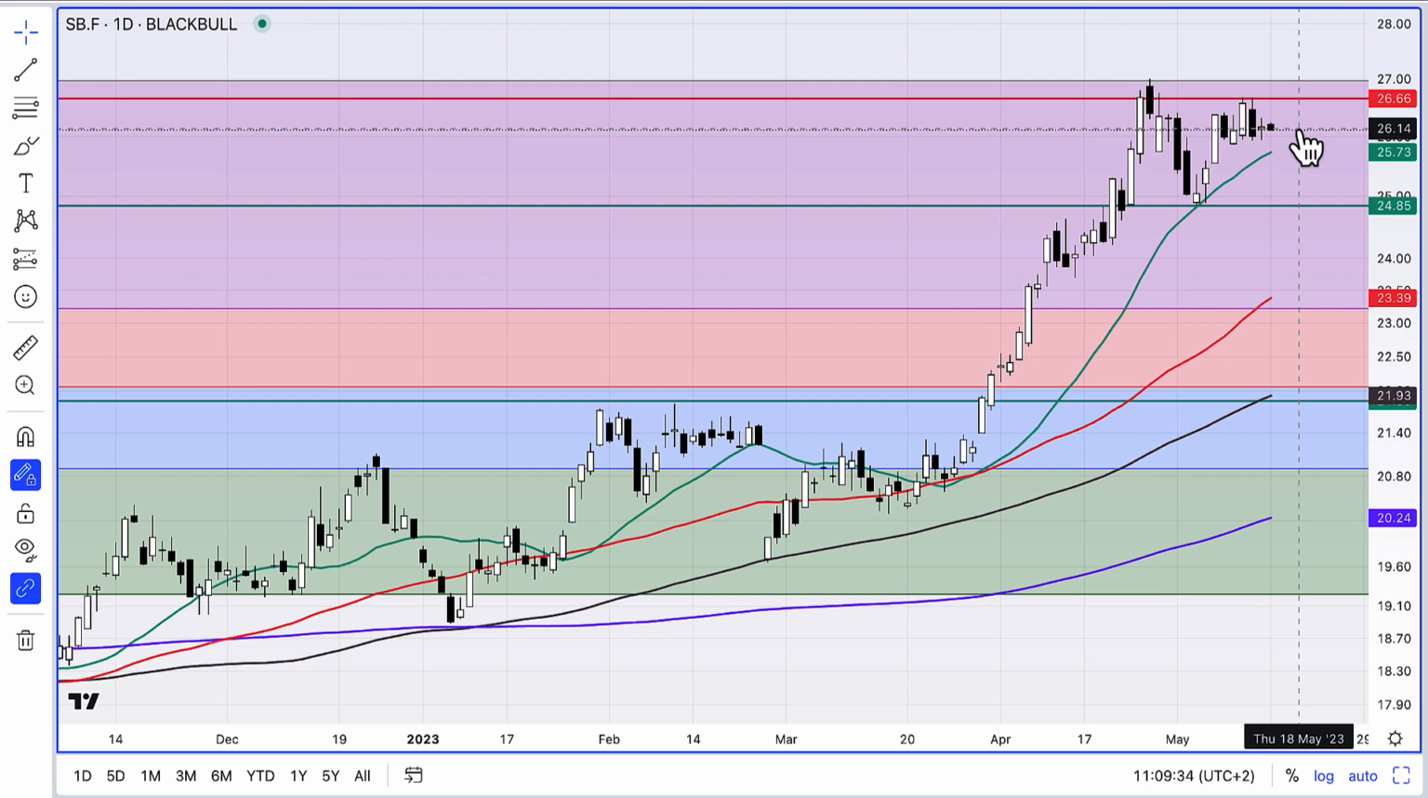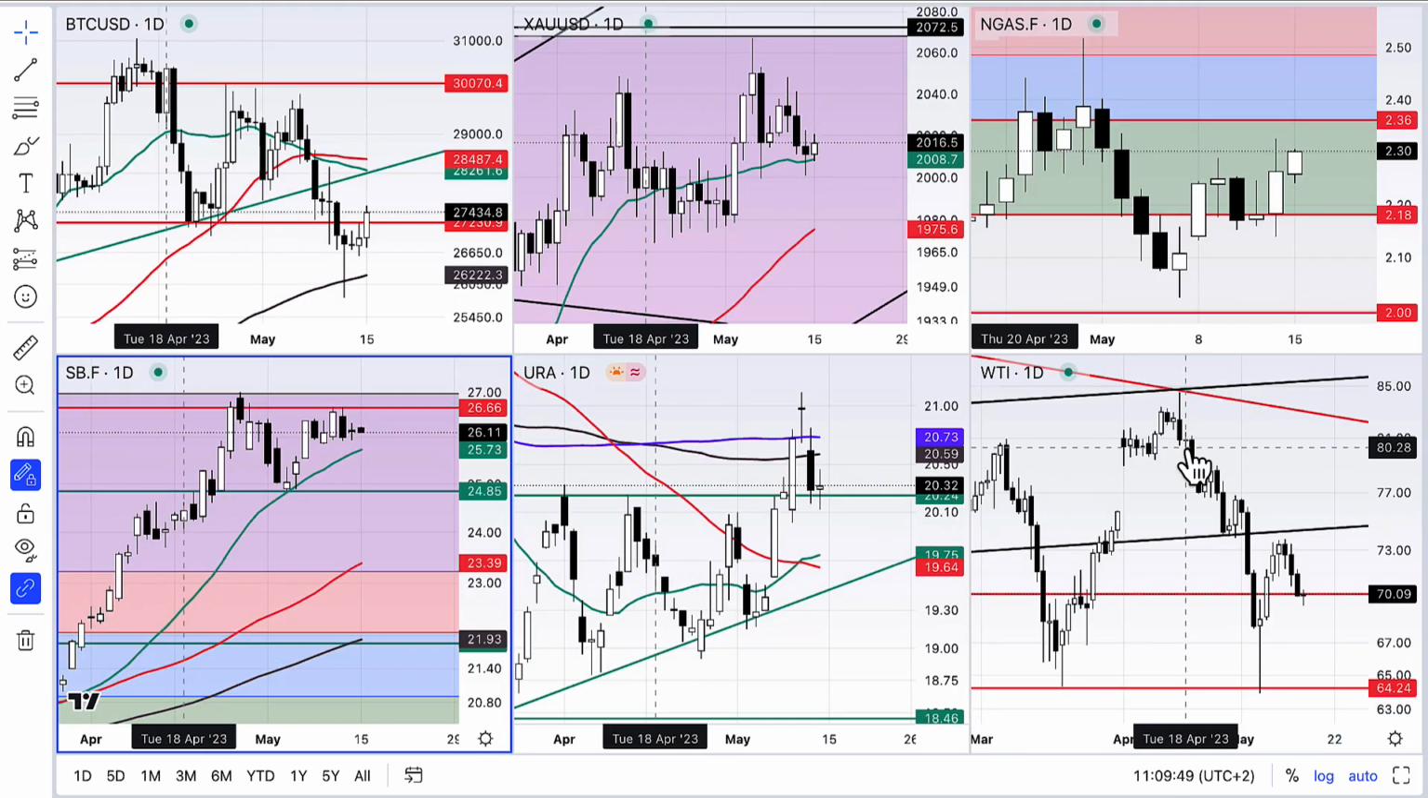It's not $26, it's 26 cents per pound of sugar. And I'm short here, looking for this to move all the way back down to about 20 to 21 cents per pound. With a bit of luck, that'll work out, and we'll gain back some of those relatively small losses that I took on the last trade, but still a loss.